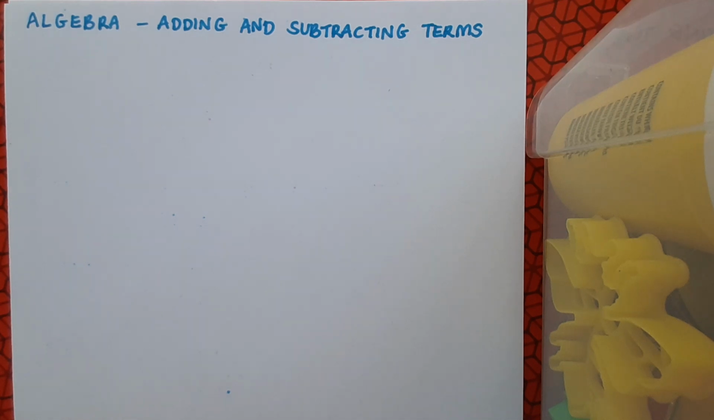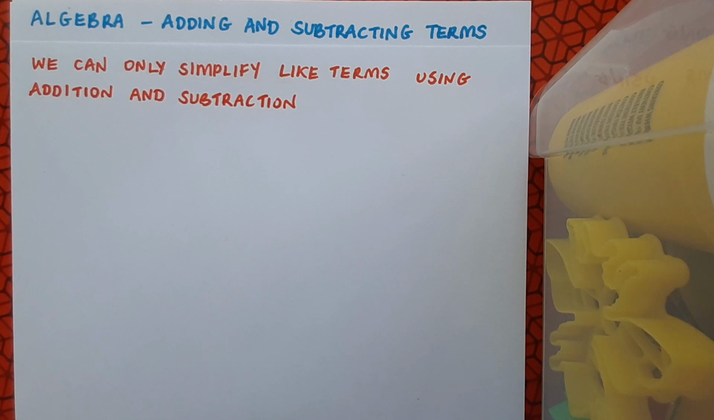This video looks at algebra and adding and subtracting terms. The first thing to be very much aware of in algebra is that we can only simplify like terms when we're using addition and subtraction. So the first thing that we need to do is understand what like terms are. Like terms are terms that have the exact same variables at the end of them.